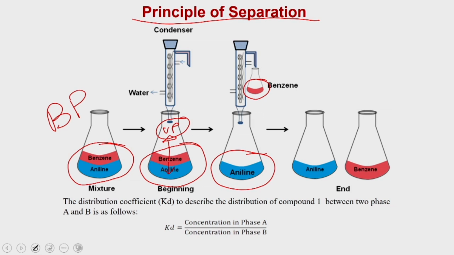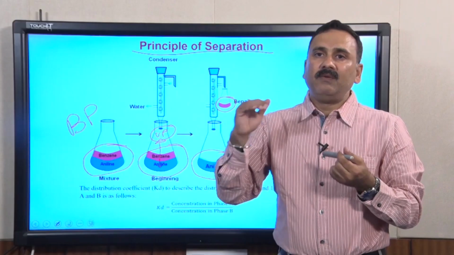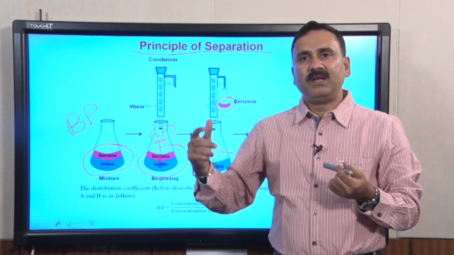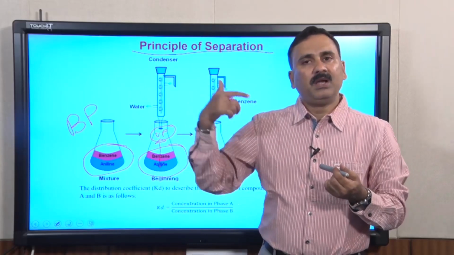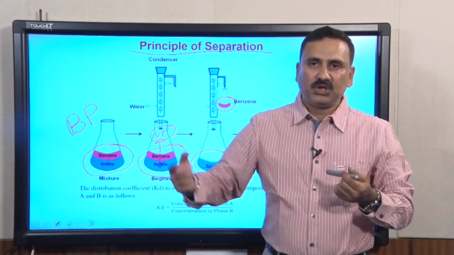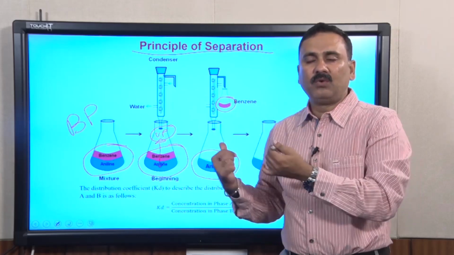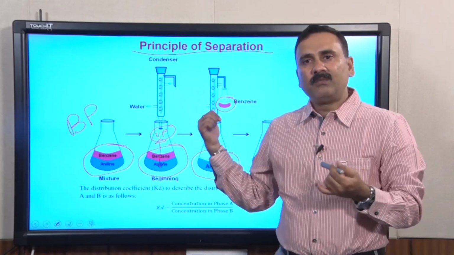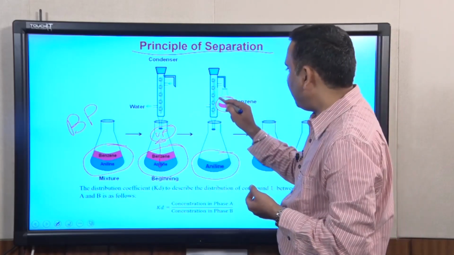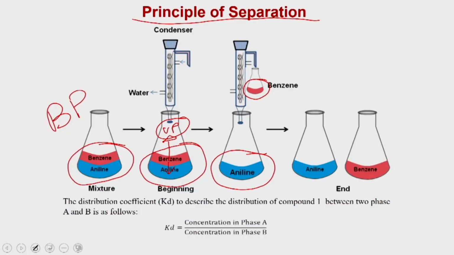If you continue this process, in the beginning there will be a mixture of benzene and aniline in the top flask as well, but as you continue, the amount of aniline is going to be reduced in the subsequent distillations, and at the end you are going to have pure benzene in the top flask and pure aniline in the lower flask.